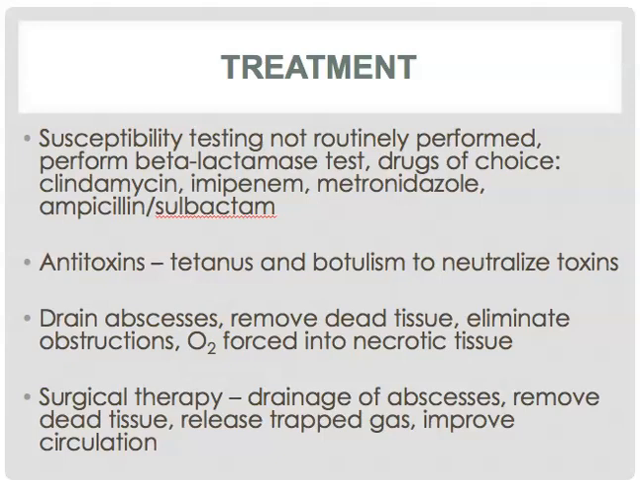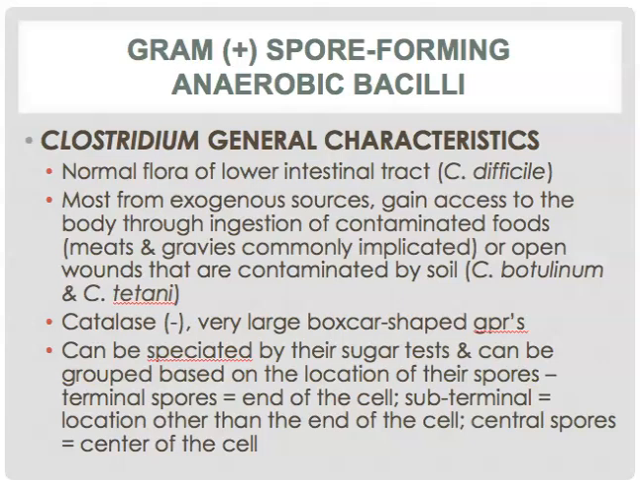Antitoxins can be used in cases of tetanus and botulism to help neutralize the neurotoxins produced by the organism. You can drain abscesses, remove dead tissue, eliminate any obstructions, and then oxygen can be forced into necrotic tissue, which will kill anaerobes because they can't withstand that oxygen. And then surgical therapy, so surgical drainage of the abscesses and removing dead tissue, releasing trapped gas. All of this is going to help to improve circulation, so that can help treat those infections as well.